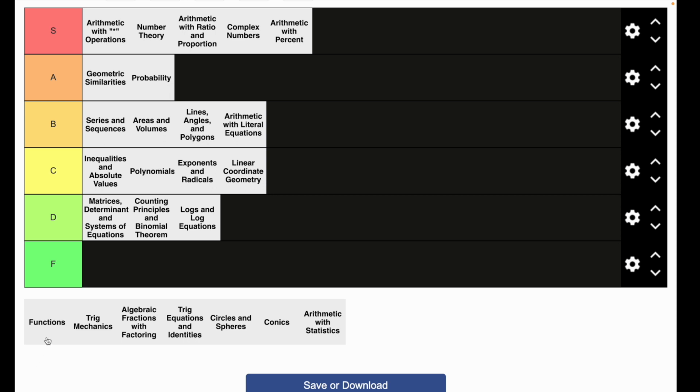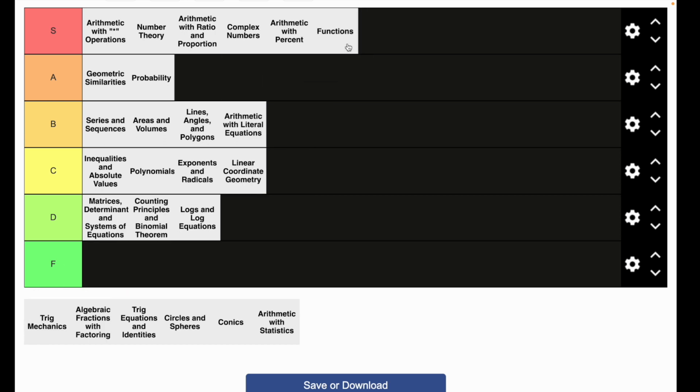Next we have functions. Let's have some fun with functions. It's an S tier for me. Functions are a lot of fun. They really are. And it's just a lot of operations with functions, adding, subtracting, multiplying, dividing, and even composite functions aren't that bad, where it's just plugging a function into a function. And you do have to do some teaching with it beforehand, but they're really not that bad, and I have a lot of fun with them.